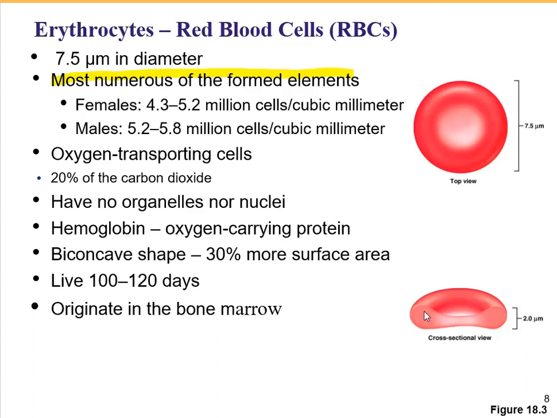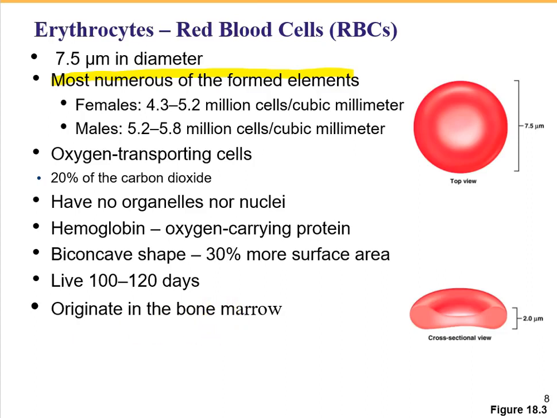They live for about 100 to 120 days before they retire from the circulation. But don't worry, the red bone marrow is always going to produce red blood cells. So they originate in the red bone marrow.